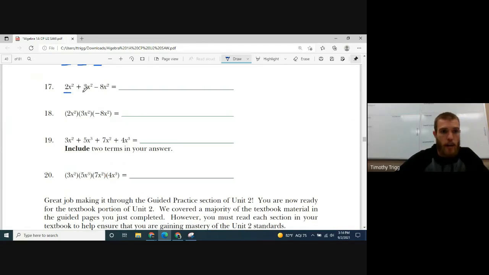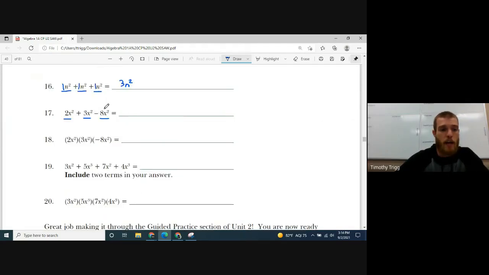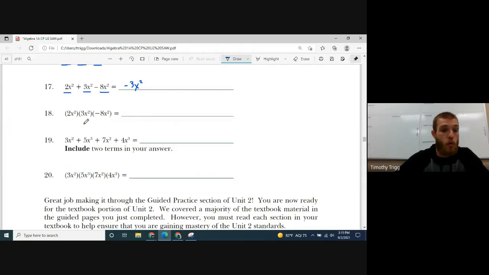Okay, these are like terms as well, so let's go ahead and combine them together. So 2x squared plus 3x squared, well, that's 5x squared, minus 8x squared, that makes negative 3x squareds. Let's go ahead and multiply these together as well. So multiplying the coefficients, 2 times 3 is 6. 6 times negative 8 is negative 48. And then we have x to what power? What power do you think? Well, we're multiplying, so we want to add those powers. So 2 plus 2 plus 2, that's 6.